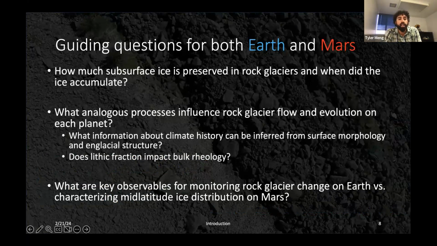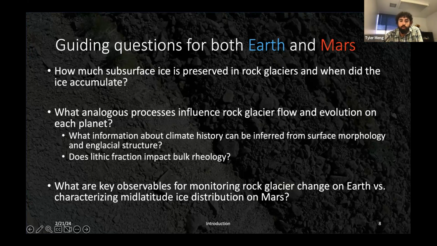Okay, so my guiding questions on both Earth and Mars for this research. Essentially, the first question is just: how much subsurface ice is there? What is the total fraction of ice and rock in each of these features? What are the processes that are comparable between both Earth and Mars for debris-covered glacier, rock glacier evolution? And what can we infer from the stratigraphy and the surface morphology of these rock glaciers about the climate history?